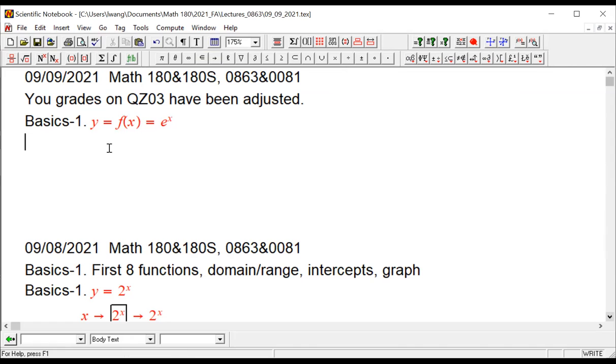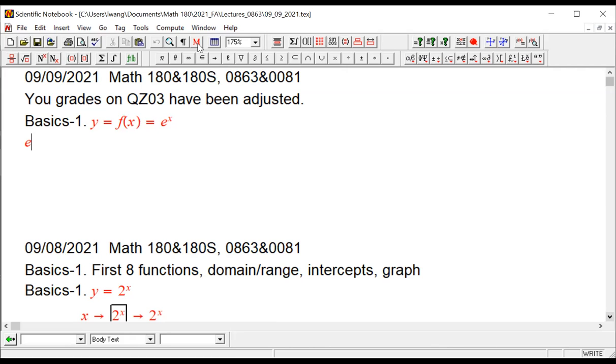Now, first of all, we see that the difference between y equals 2 to the power x and e to the power x, the only difference is the base, right? E. What is E? Could anybody tell me what is E? Why is e to the power x so important? Why couldn't it be 3, 4, 5?